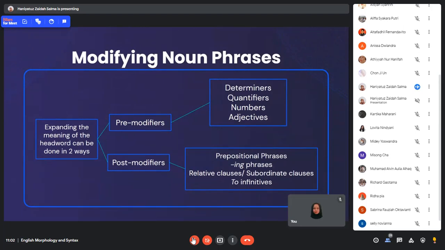So when it's a pre-modifier, it comes before the noun. And the pre-modifier itself can be broken down into 4 types. They are determiners, quantifiers, numbers, and adjectives. So an example of a determiner is the sentence, those houses are very expensive. The determiner is those, and the head word is houses. The second is quantifiers. An example sentence is, I've lived in a lot of houses. The quantifier is a lot of, and the noun is houses.